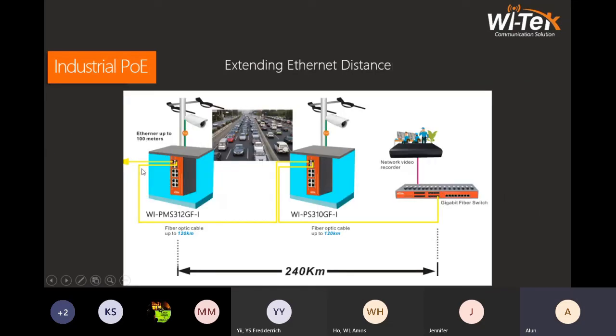Like here in the high speed road, usually we can connect all the cameras on different poles in a line or even a ring. What you need to do is connect one fiber in, one fiber out, one fiber in, one fiber out, and you need to use at least one managed PoE switch in this ring. It will enable STP, MSTP, and do the fast ring.